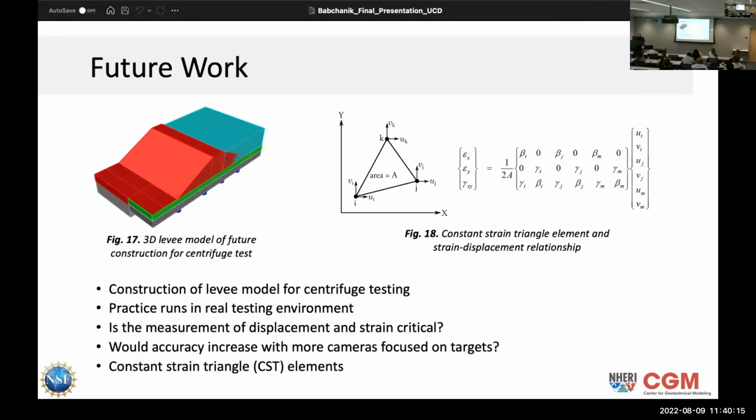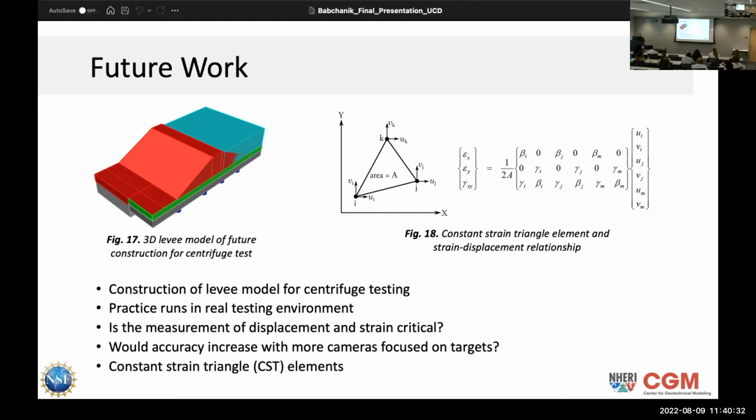So future work includes the official construction, as Mason and Yahaya mentioned before, and the testing of the levee in the centrifuge, and then having someone implement the good practices to use the cameras and software for precision and accuracy.